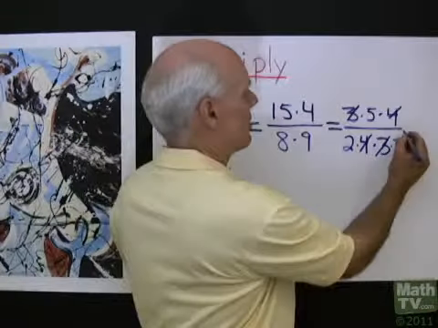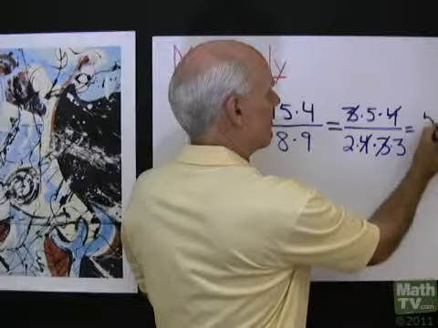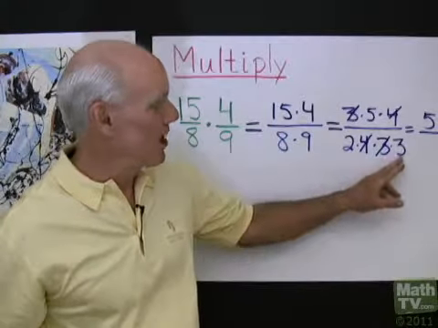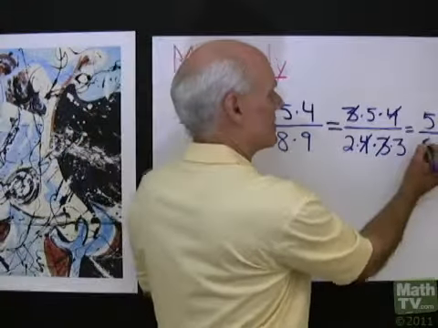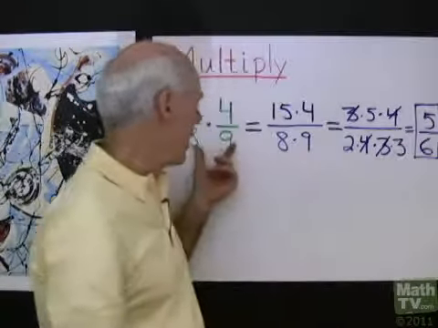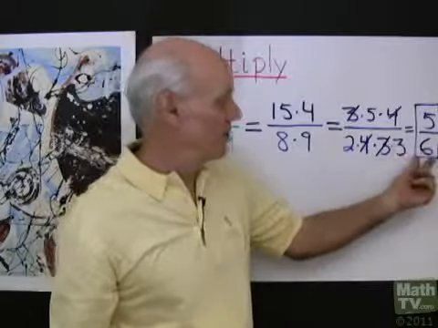And let's see, what's left in the numerator is going to be just 5. And what's left down here in the denominator is going to be 2 times 3, which is 6. So I end up with 5/6 as this product right here written in lowest terms.